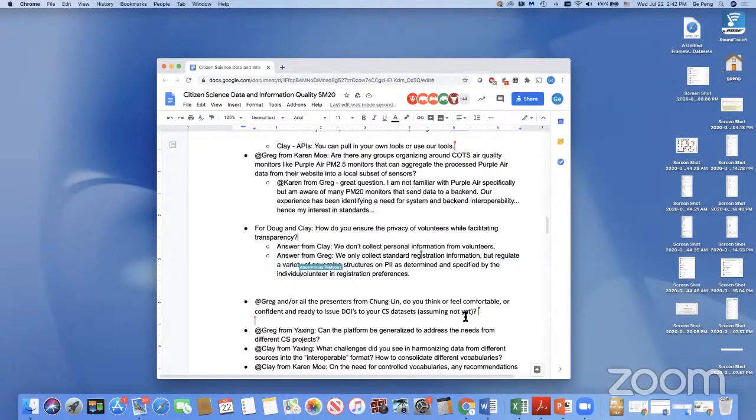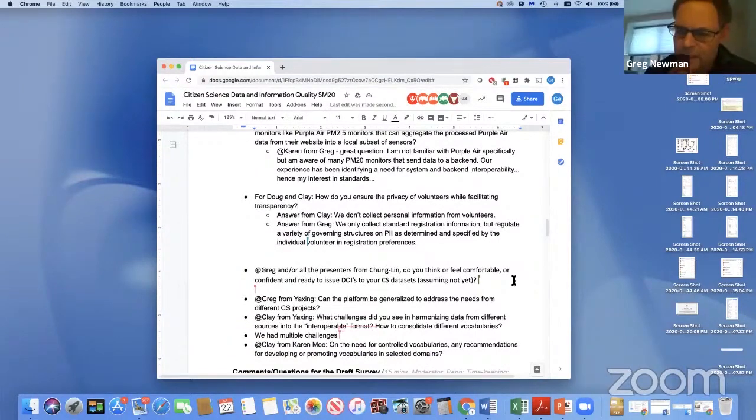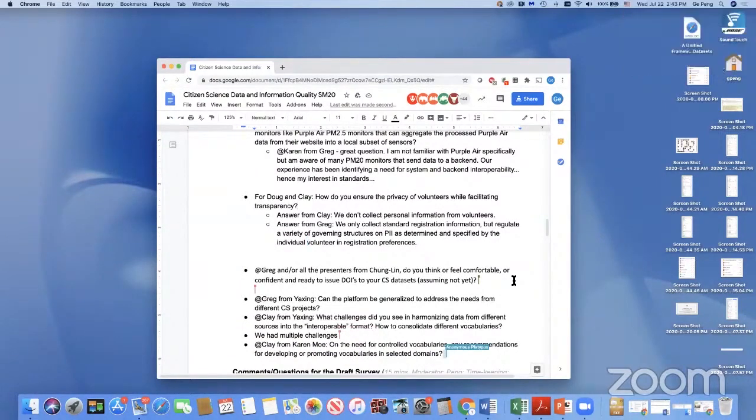Great. The next question is from Chen Ling to our presenters about DOI. Do you think or feel comfortable or confident and ready to issue DOIs to your citizen science datasets, assuming it's not yet done? Could you repeat that question, Peng, just one more time? Okay, so it's about whether you feel comfortable or confident or ready to issue DOIs to datasets.